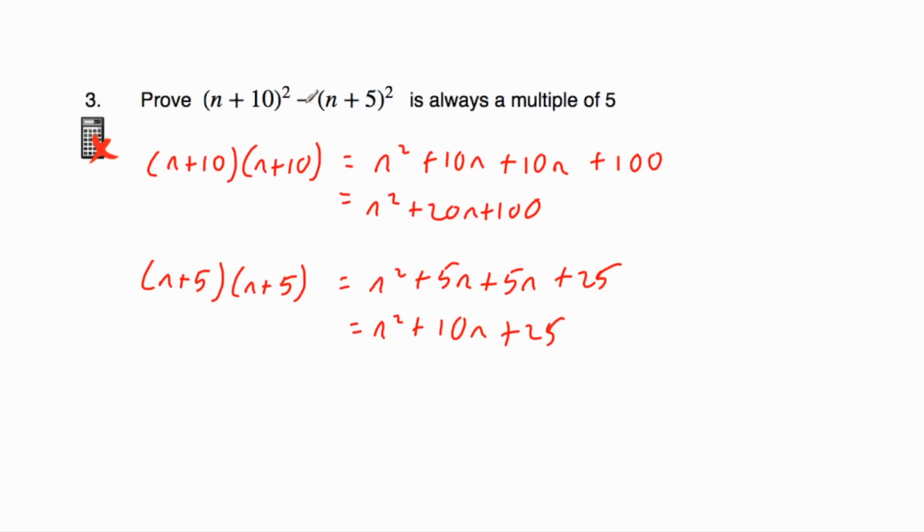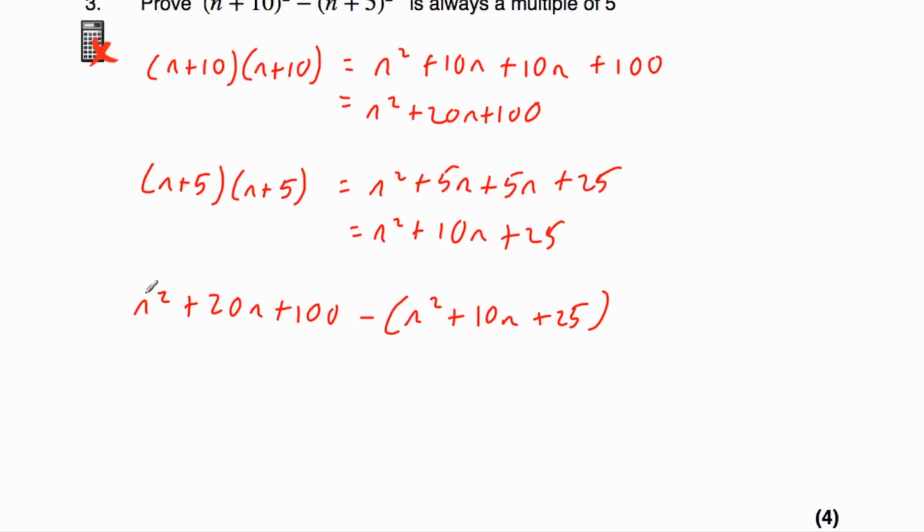Now we want to take these away and show it's a multiple of 5. So let's take them away. So let's write down our n squared plus 20n plus 100. And we're going to take away, and that's important to put this in brackets because we're taking away the whole thing. So in brackets, n squared plus 10n plus 25. So let's do that and see what we get. n squared take away n squared, that's 0. 20n take away 10n will be 10n. And finally, 100 take away 25 is equal to 75, so plus 75. So when we expand our brackets and simplify, we get 10n plus 75.